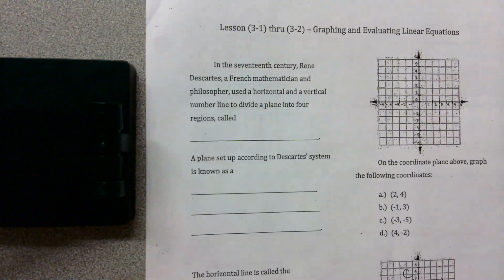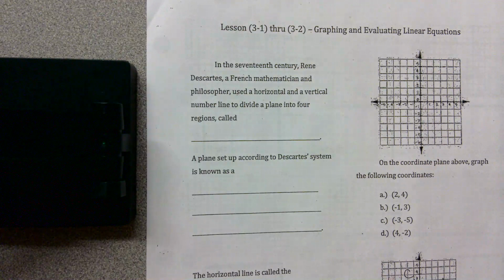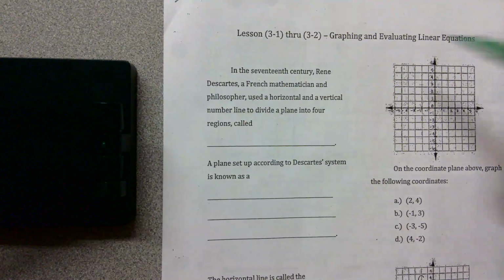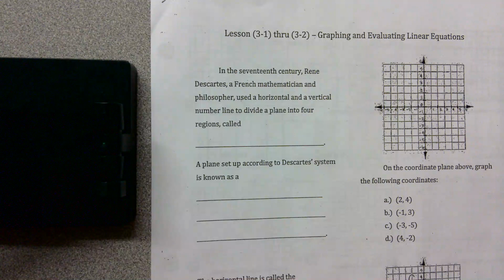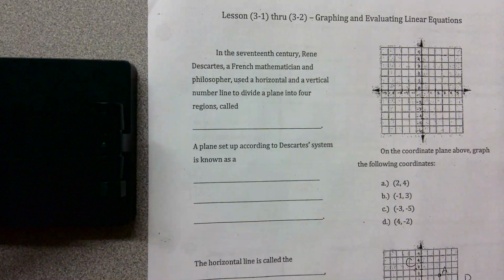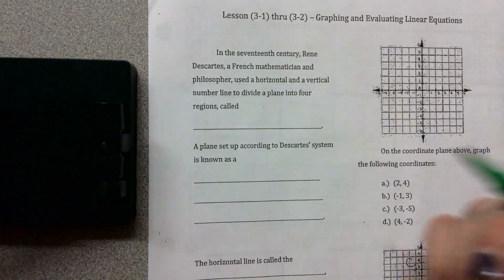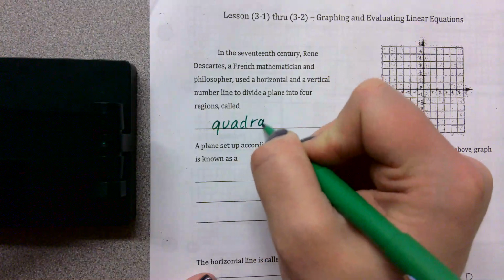Okay, we're in chapter 3, which is all about graphing and slope, aka rates of change. So in the 17th century, which is about the 1600s, René Descartes, a French mathematician and philosopher, used a horizontal and vertical number line to divide the plane into 4 regions called quadrants.